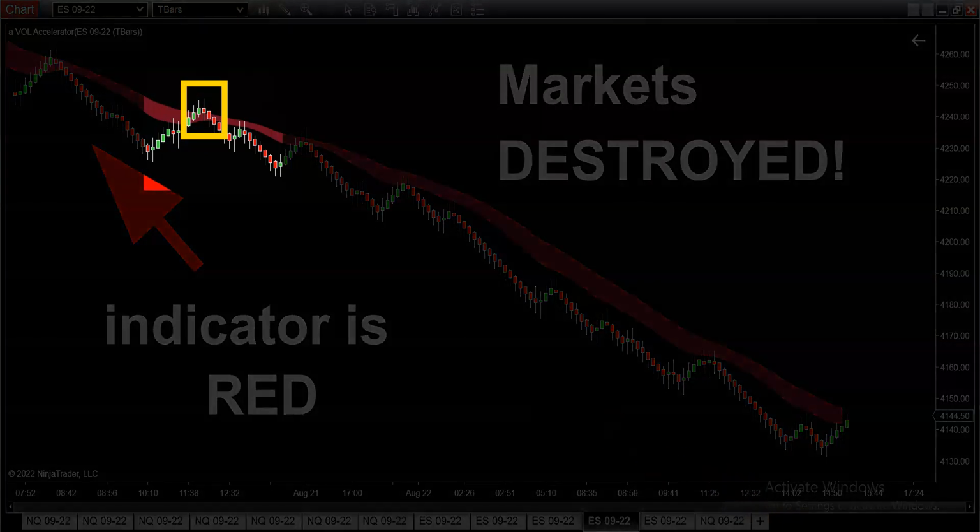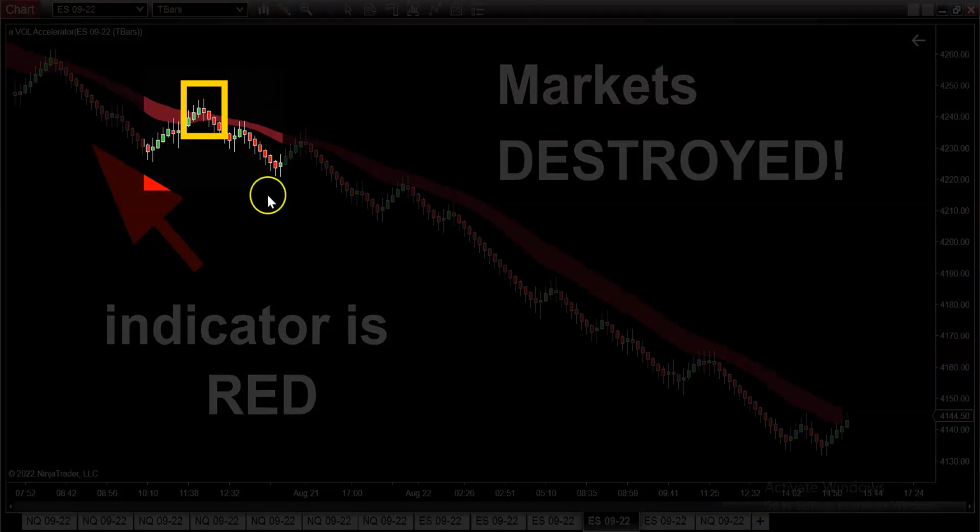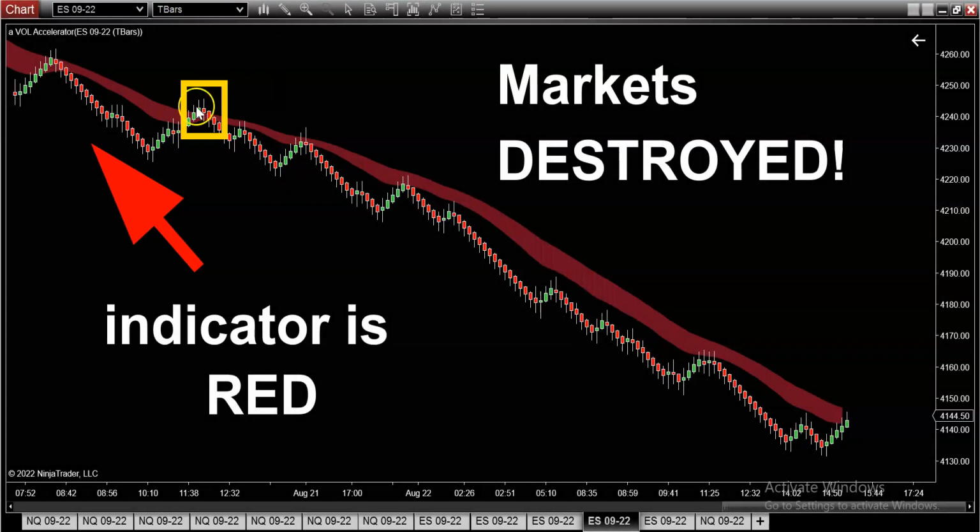Okay, a textbook retracement where you get a red bar against a red color band, and you're just waiting for this red bar right over here. Let me put an arrow on top of it. All right, you're waiting for that red bar to close.